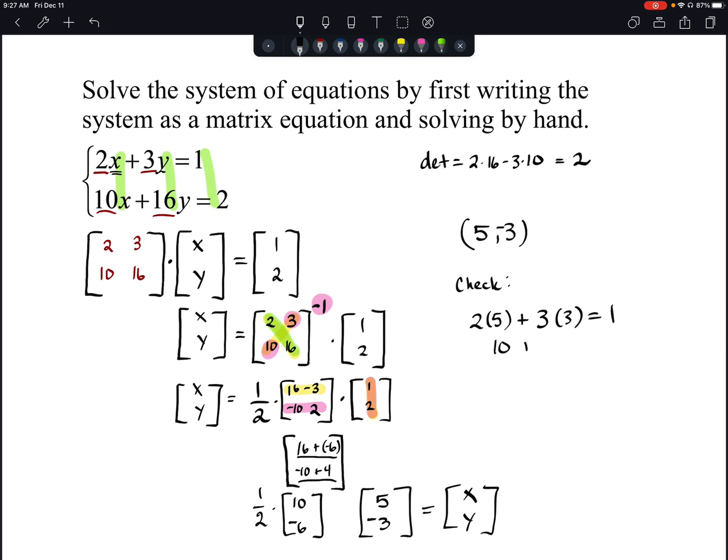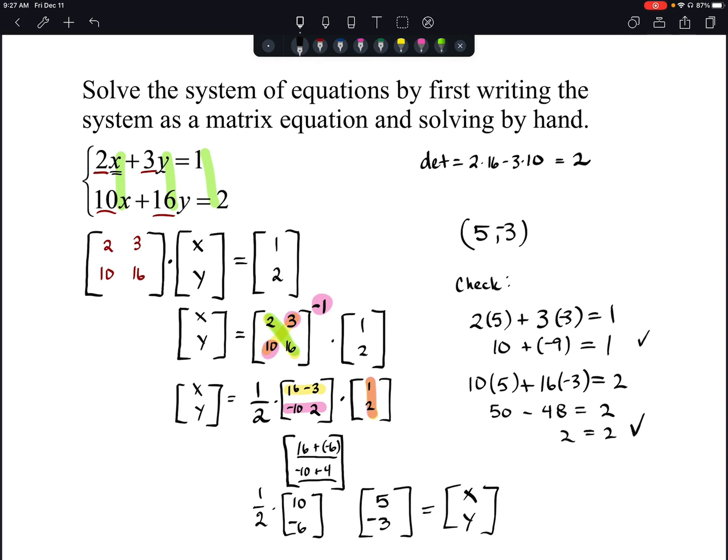So good thing I was checking my work, huh? So now I'm going to do 10 plus a negative 9, and it does equal 1. And then let's go over here and do the second equation. 10 times 5 plus 16 times negative 3 should equal 2. 50 plus a negative 48, or minus 48, should equal 2, and it does. So we've checked them both.